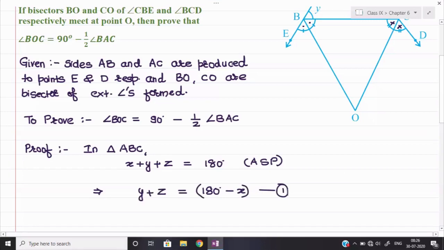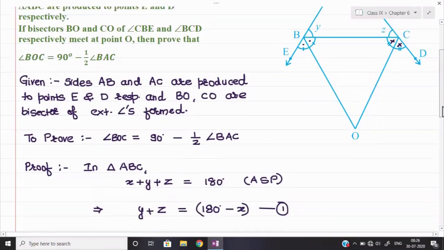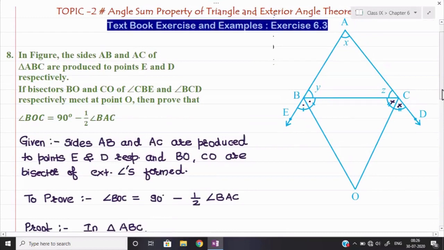Now look carefully here. See these two angles which are marked as dot.